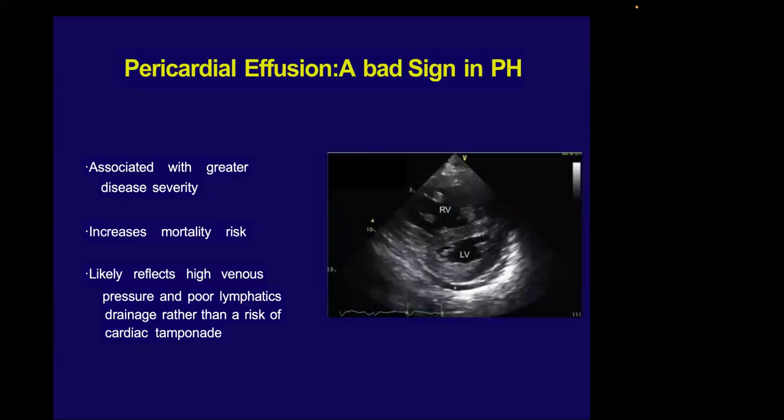Pericardial effusion is a bad sign in PH, associated with greater disease severity and increased mortality risk. It likely reflects high venous pressure and poor lymphatic drainage rather than the risk of cardiac tamponade.